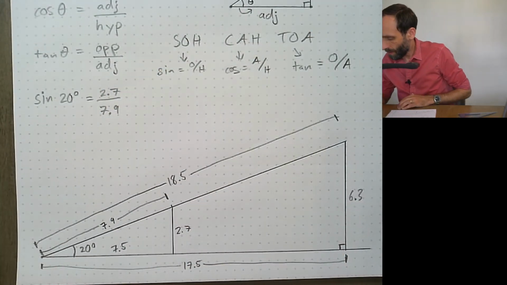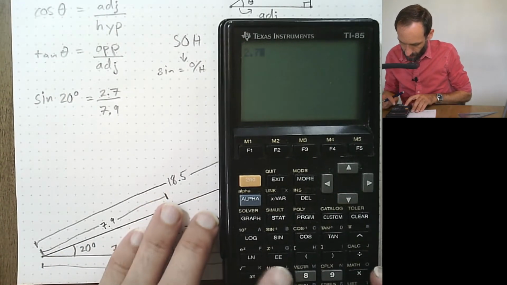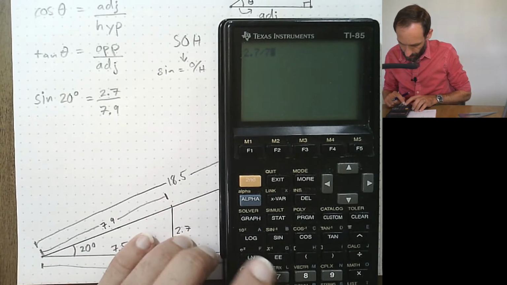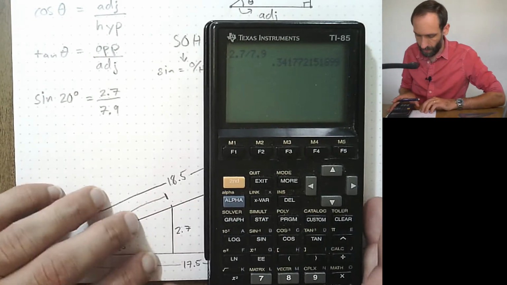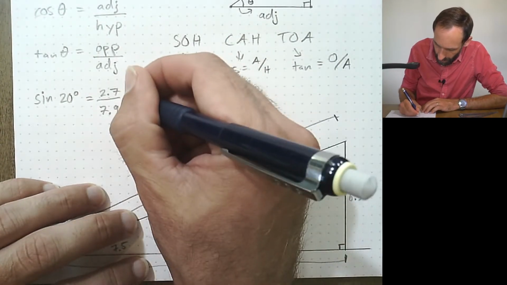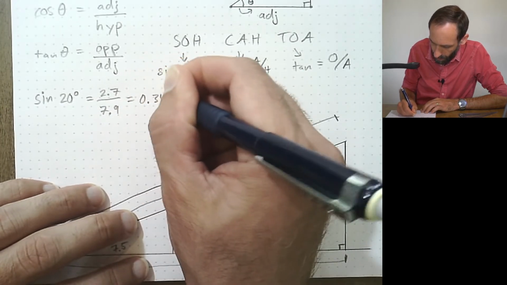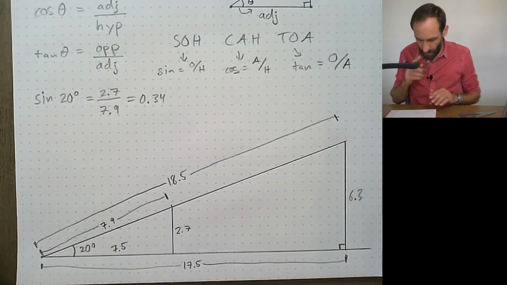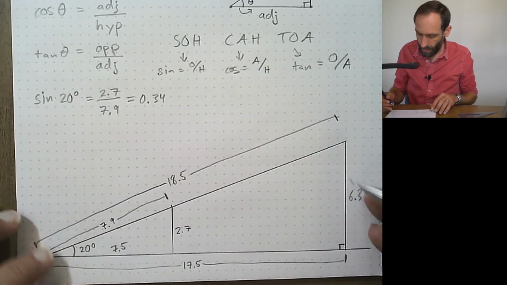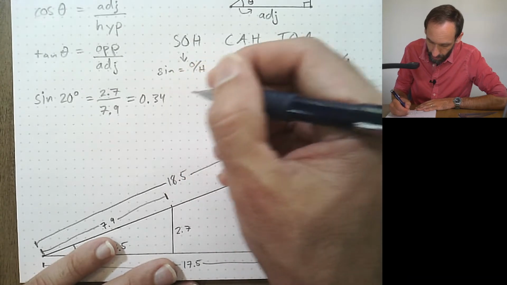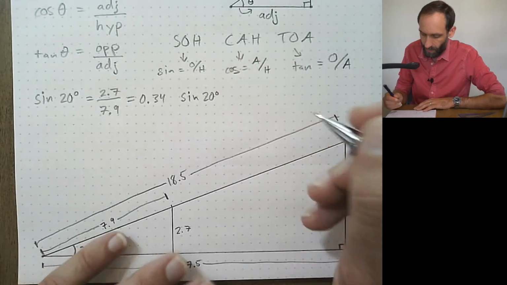Let's go ahead and plug that in our calculator to get a decimal approximation. 2.7 divided by 7.9. And I get 0.34. I'm going to round to the nearest hundredth. So when I round to the nearest hundredth, I get 0.34. Okay, let's do the same ratio, or let's find the sine of 20 degrees using the larger triangle. So we should end up with the same ratio. Now it's possible with measurement error that it'll be slightly different, but it should be very close.